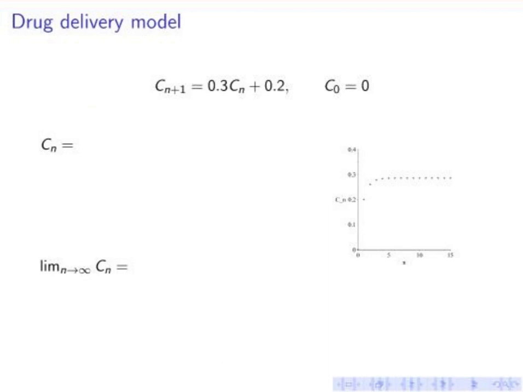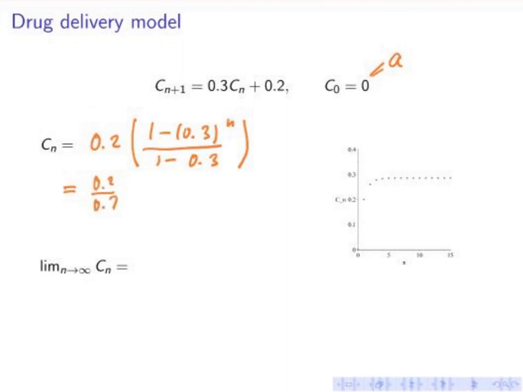So here's the drug delivery model again. And so let's write down the solution. The a term from before was 0, so we start with 0 drug concentration on the first day. So what we really get is c times (1 minus r to the n) divided by (1 minus r). c is 0.2, so (1 minus 0.3 to the n) divided by (1 minus 0.3). And 1 minus 0.3 is 0.7, so we get 0.2 divided by 0.7, times (1 minus 0.3 to the n).